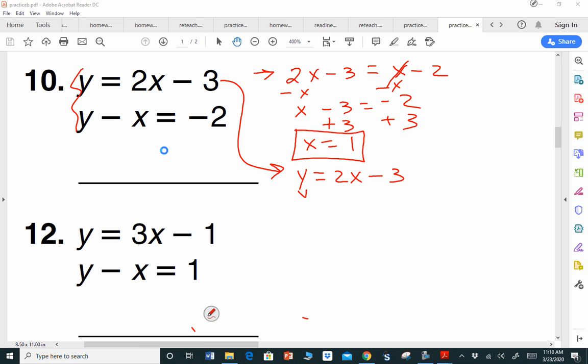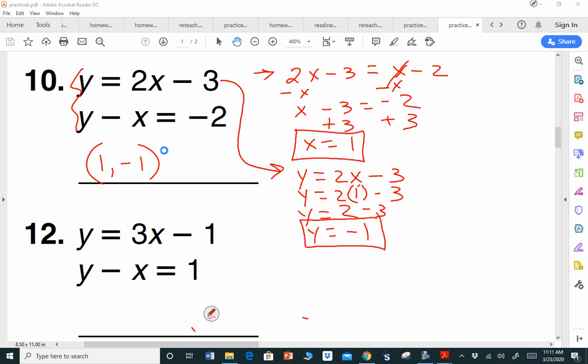Plug in 1 for the x, and simplify. Whoops. Plug in 1 for the x, and simplify. And y equals negative 1. Our final answer will be in the form of an ordered pair with the x value first and the y value second. Okay, so there was one additional step there. We had to solve this equation for y.